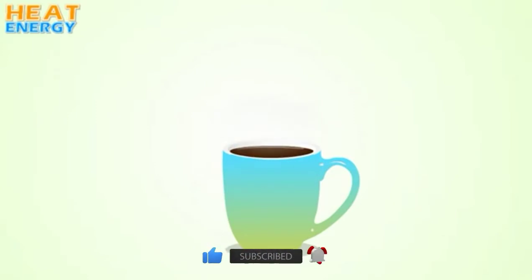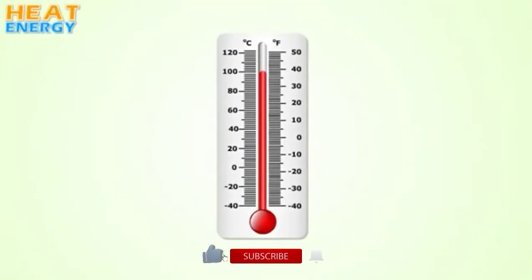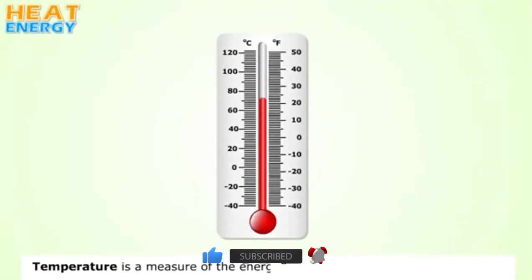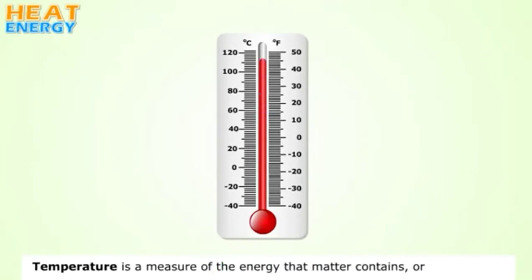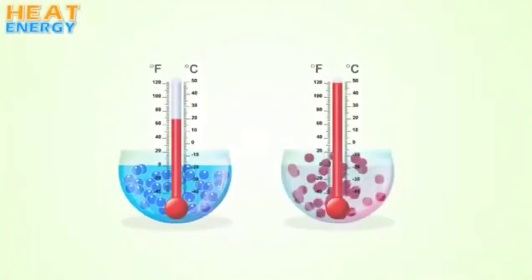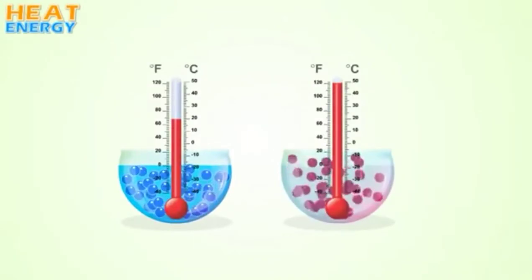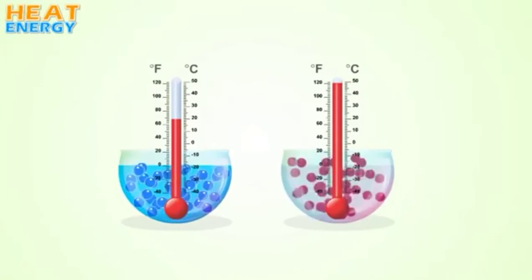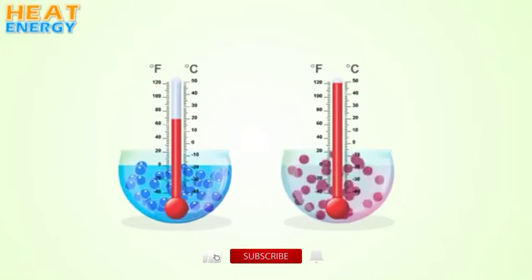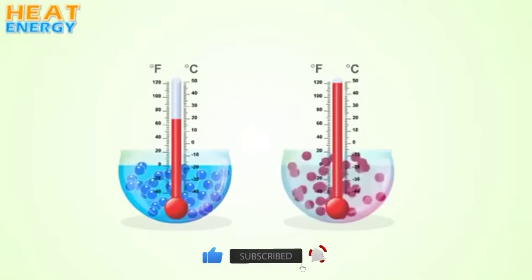Heat is not the same as temperature. Have you ever used a thermometer to measure something's temperature? Temperature is a measure of the energy that matter contains, or how hot or cold it is. So, when you use a thermometer, you are measuring how fast or slow the particles in matter are moving. The faster the movement of the particles in an object, the higher the temperature of the object will be. Heat, once again, is the transfer of an object's energy to another object with a lower temperature.